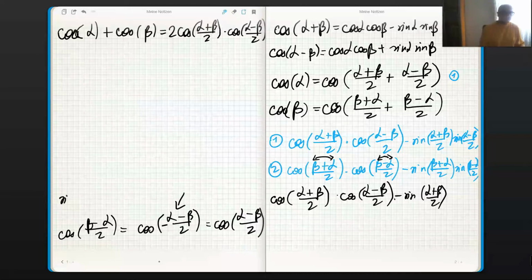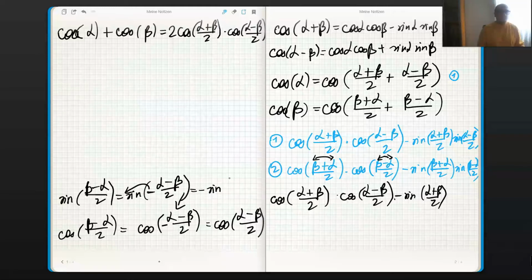Let me write it down here. So sine of beta minus alpha divided by 2. Sine is an odd function if you remember, so I'm writing sine of alpha minus beta divided by 2, putting a minus, and because it's an odd function I can kick it outside. I must, or have to in this case, kick it outside of the sine, so it's sine of alpha minus beta divided by 2. So minus and one more minus here is going to give us plus sine of alpha minus beta divided by 2.